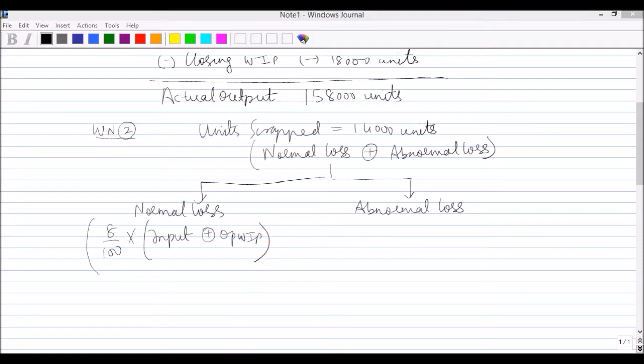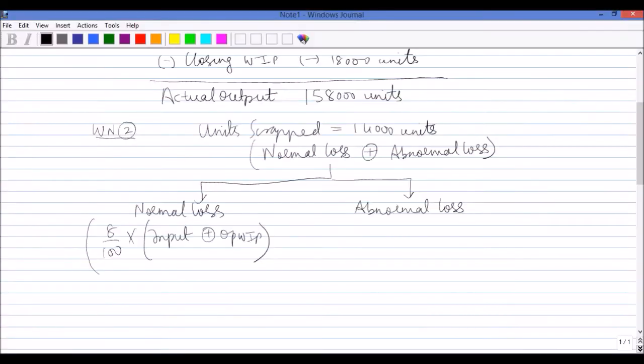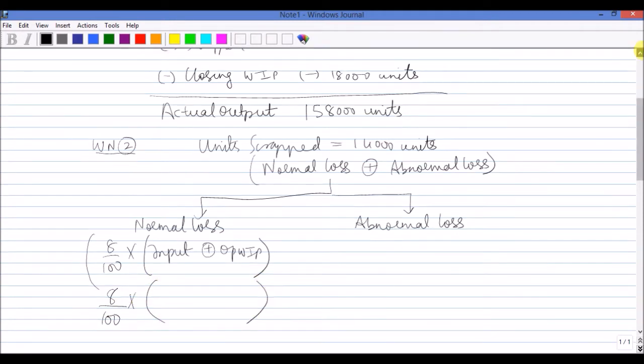So I shall read it again. The normal loss is 8% of the total input including opening work in progress. So you should include opening work in progress. So 8 on 100, and we are aware of the input. How much is the input?